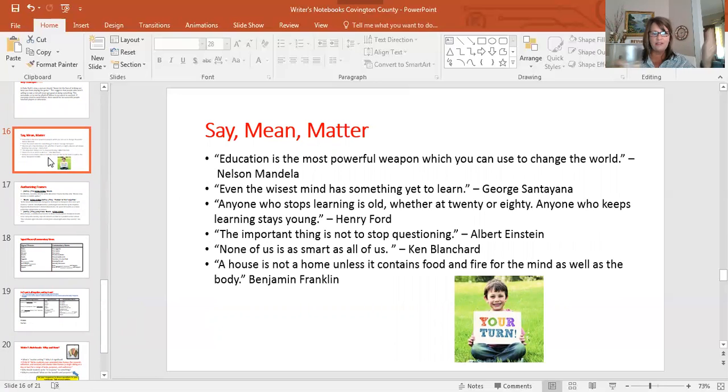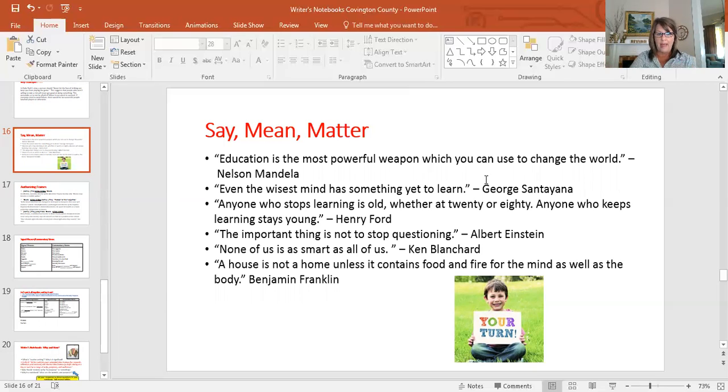Okay, so I have tons of say, mean, matters here. I mean, tons of the say part. And let me just tell you a little bit about how I got these. So I just put in a Google search famous quotes about education. So these are all about education, but you could do famous quotes about sacrifice, famous quotes about friendship, whatever. You can just build a repository of these. You can put one up and just let students jot in their notebooks. Just do a say, mean, matter in their notebooks, whether it's physical or a digital notebook.